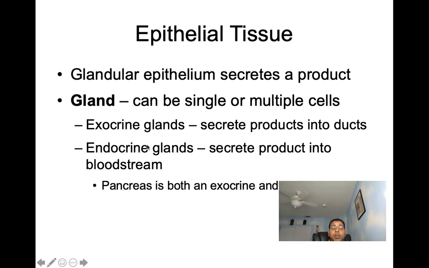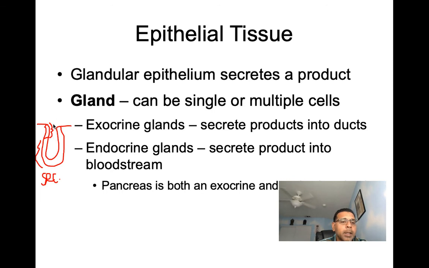Our glands can be classified into two different classifications here. First we have exocrine glands, which secrete their products into ducts. Here we can see our surface epithelium, and it continues over on this side. Now in here, we've got a gland. This part of the gland, from here down to about here, is the actual secretory portion. It's the actual part that secretes. And then this part right inside of here, from here down to about here, is the duct of the gland.